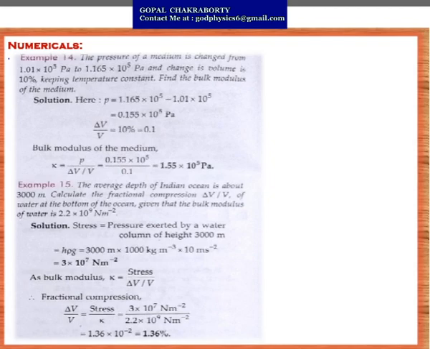Now as the bulk modulus is volumetric stress by volumetric strain, the value of volumetric strain or fractional compression is equal to stress by bulk modulus K. So it's 3 into 10 to the power 7 by 2.2 into 10 to the power 9. So ultimately, del V by V is equal to 1.36 into 10 to the power minus 2, or 1.36%.